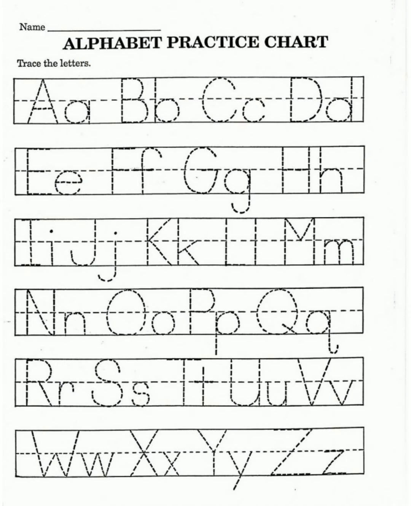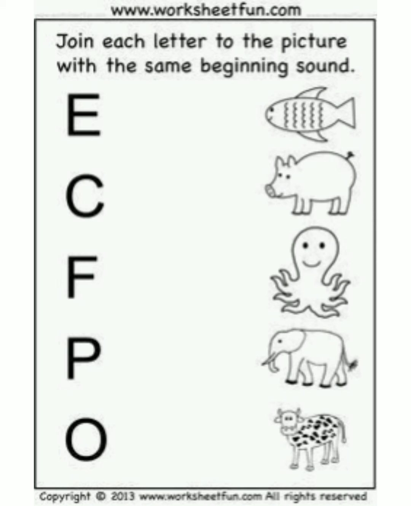Now the second is A to Z tracing, capital A and small a. Just like that you have to trace till capital Z and small z. Now in this sheet again you have to join each letter with the beginning sound of these animals. For example, E will be joined with the picture of elephant as the word elephant starts with E.